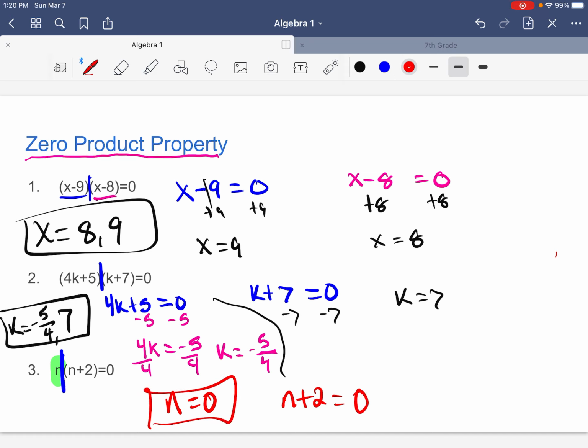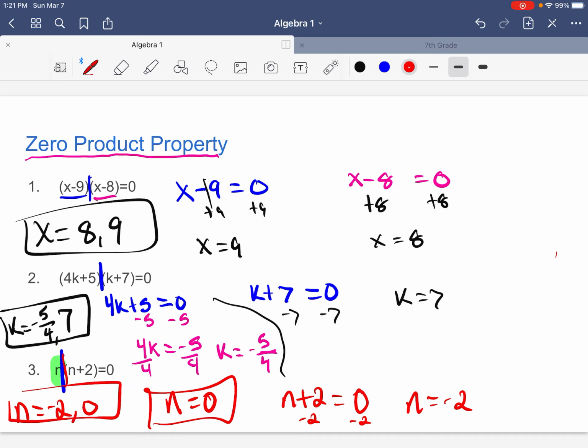This one is already taken care of. We don't have to do anything, but I would always forget that. So it's important when you see the separation that you include it, and then you subtract 2 from both sides, and you have n equals negative 2. So the solutions for n, we say n equals negative 2 and 0.